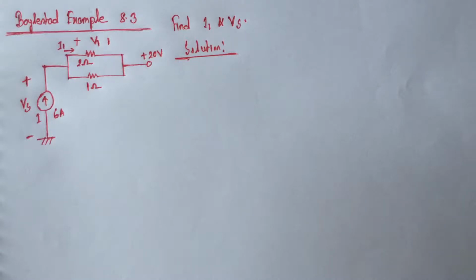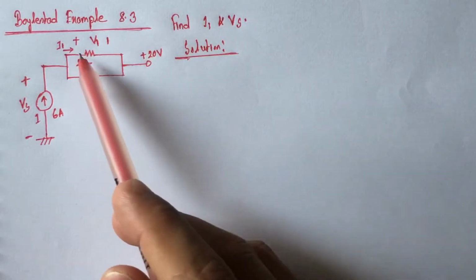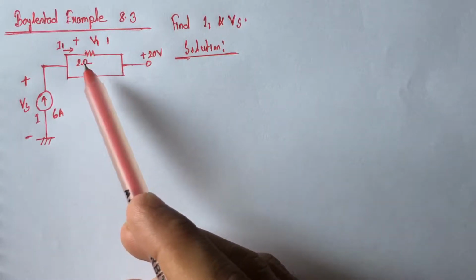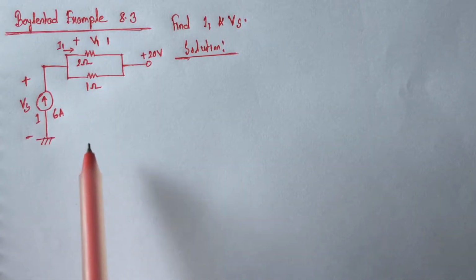Hi viewers, today we'll solve example 8.3 from Boylestad. Here we have to identify the current I1 which is flowing through this 2 ohm resistance and the voltage Vs which is across the current source.